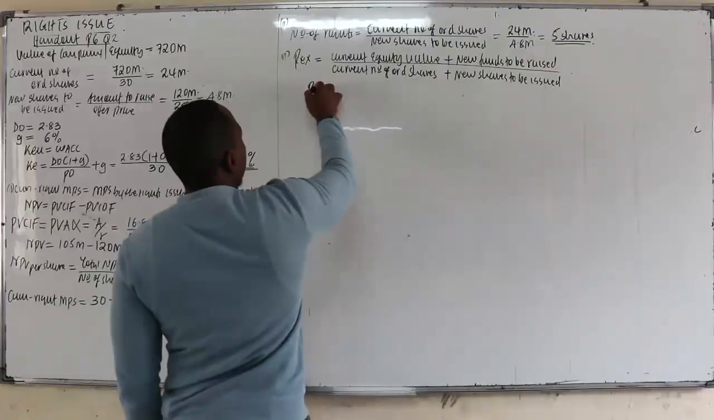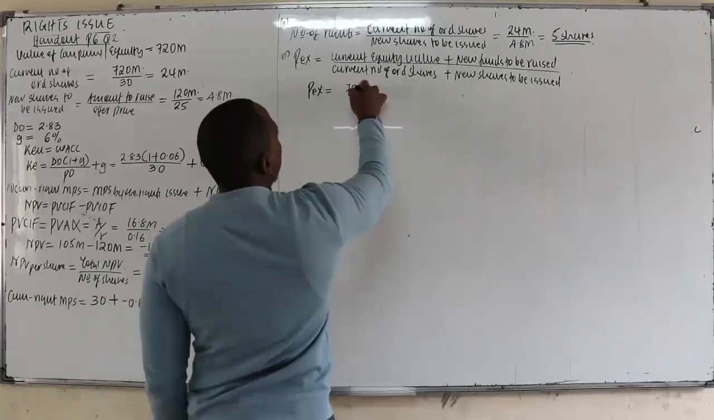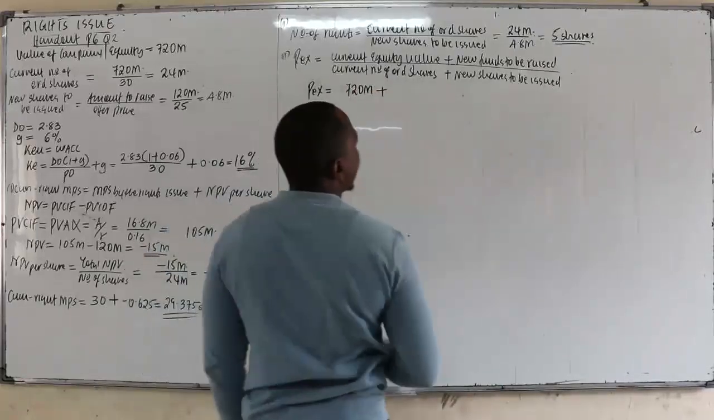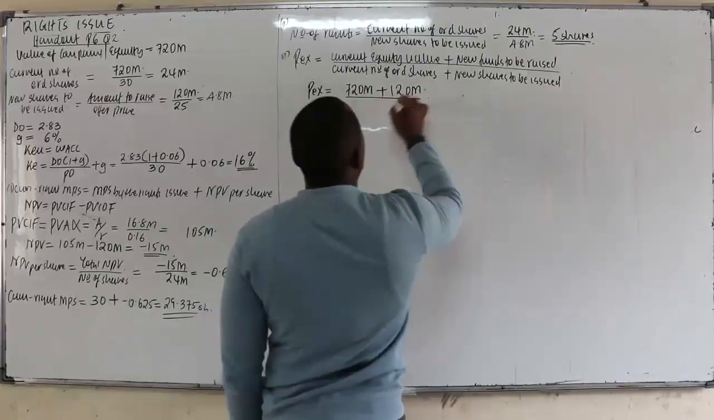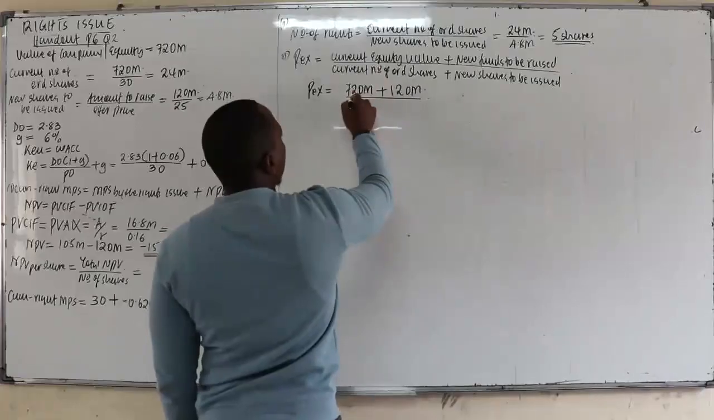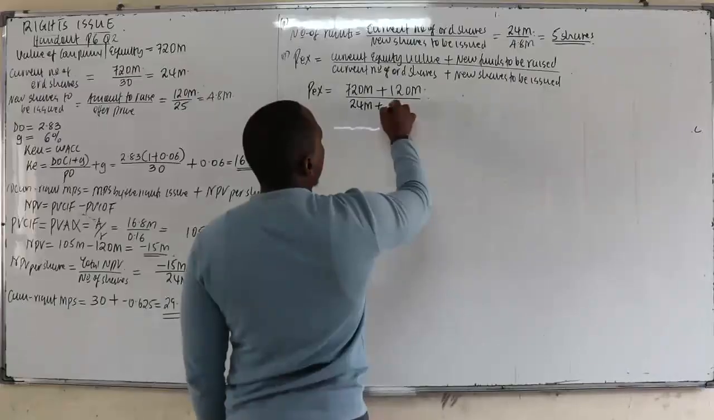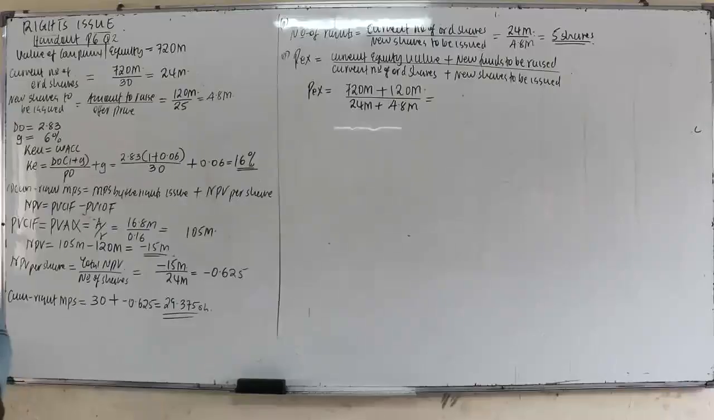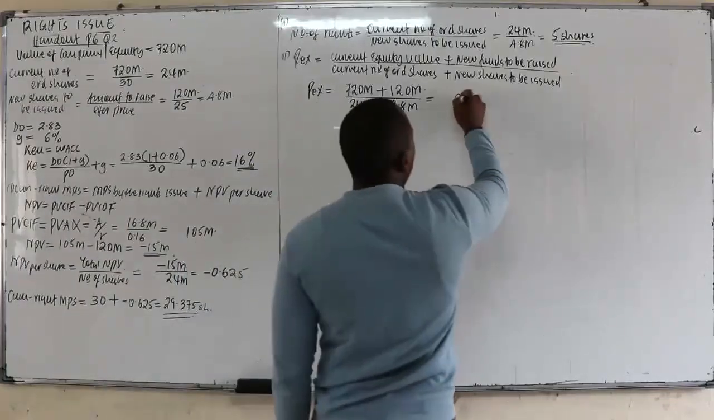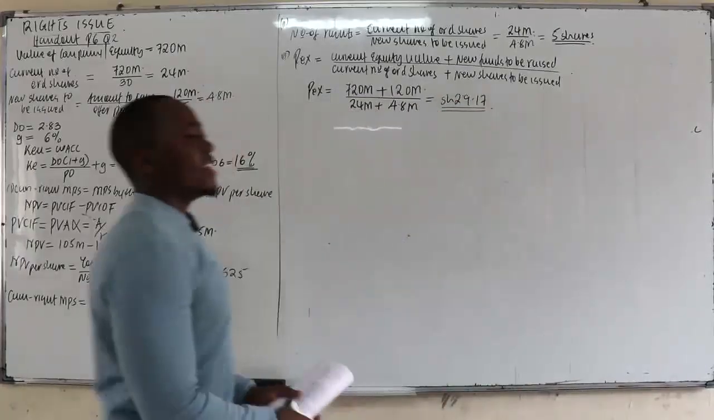Therefore, to get our theoretical X-rate, you take the current equity value, which is 720 million, plus the new funds to be raised, which is 120 million. You divide by the current number of ordinary shares, which is 24 million, plus the number of new shares to be issued, which is 4.8 million. So that's how we get the theoretical X-rate: 29.17.